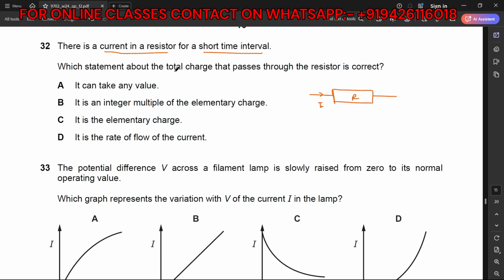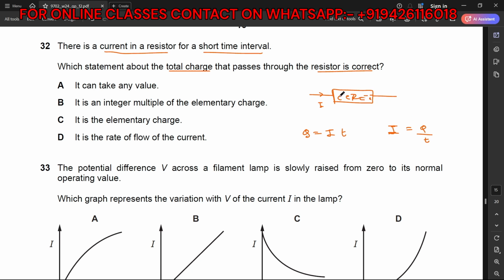Which statement about the total charge that passes through the resistor is correct? As current is flowing, there is this charge, right? We know that Q is equal to I t, and I is nothing but the flow of the charge. So this current, which is present in the resistor for a shorter period of time, is nothing but the rate of flow of the charges.